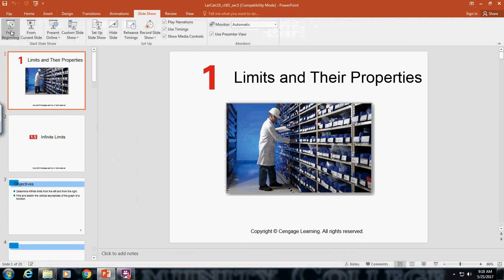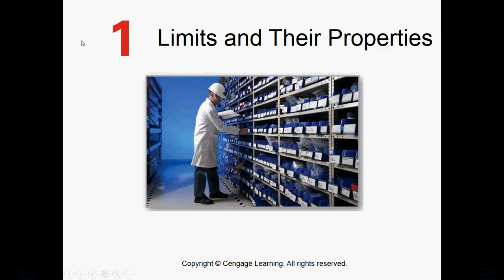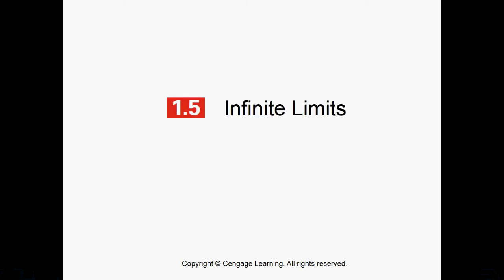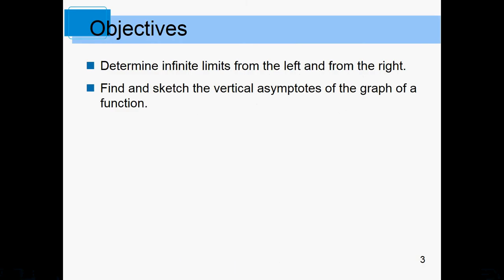All right, so let's talk about something a little bit easier. And that's infinite limits. So what we want to talk about is being able to determine infinite limits from the left and the right. And we want to talk about sketching vertical asymptotes of graphs of functions. And the reason this is going to be easy is because we already know how to do this, right? We've done this before.